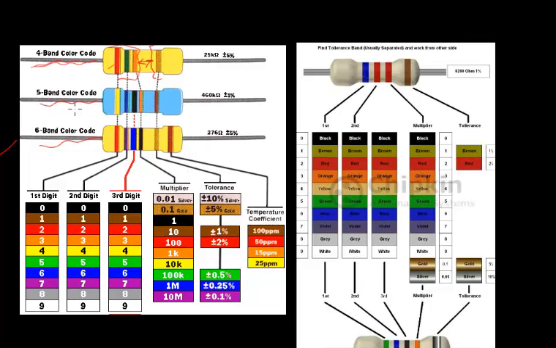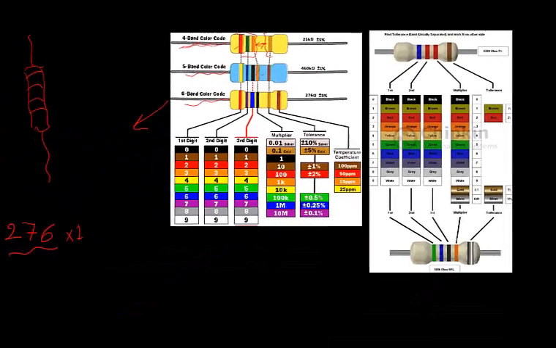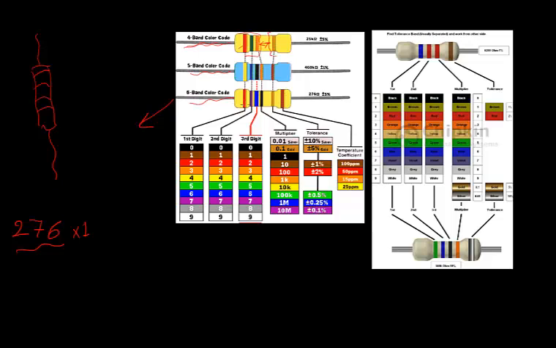In a 5-band color code, if you see, the 4 bands are on one side while the last band is on the other side. So in this case too, the first 3 bands represent the first 3 digits, while the last band represents the multiplier. So in this example for the 6-band color code, we came up with the number 276 multiplied by multiplier 1. So it's 276 ohm. The last 2 bands, which are gold and brown.